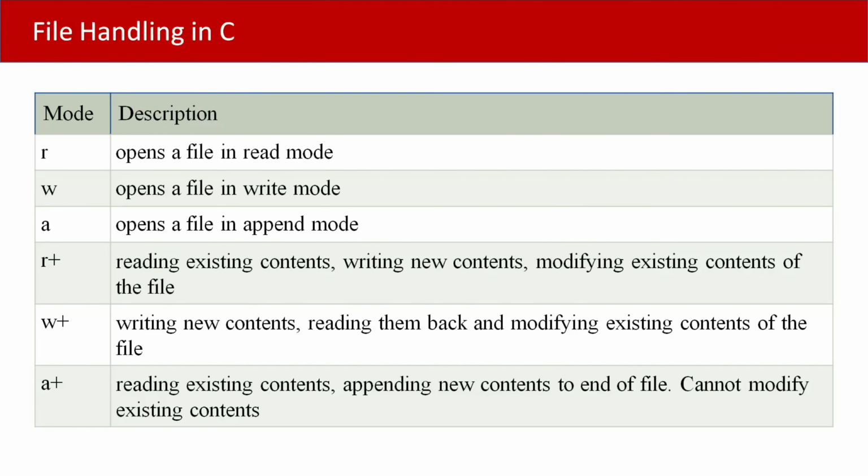Let's discuss different modes to open a file using the fopen function. The first mode is read mode. When you use read mode in fopen, it searches the file. If the file is opened successfully, fopen loads it into memory and sets up a pointer which points to the first character in it. If the file cannot be opened, fopen returns null.